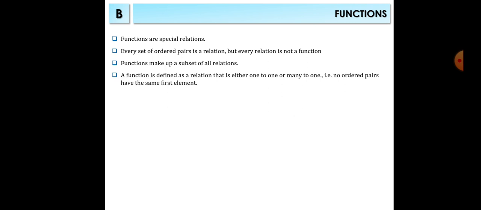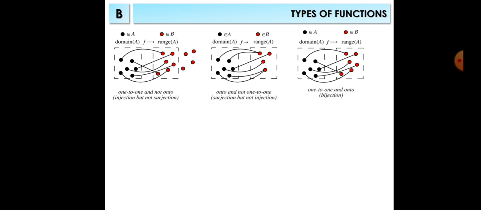That is, no ordered pairs have the same first element. Why can't they have the same first element? Because then they will have two images. One element will have two images, which is not possible in functions. Now we are going to study the types of functions.